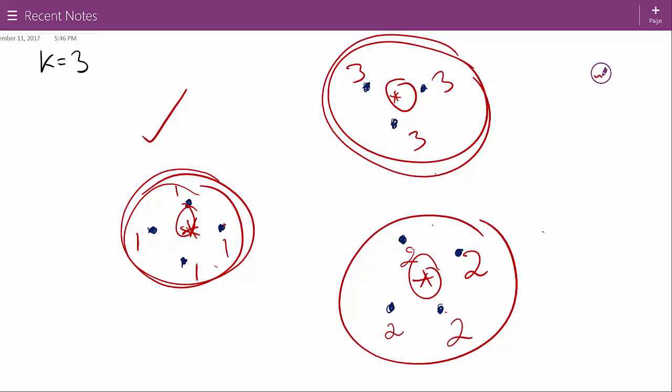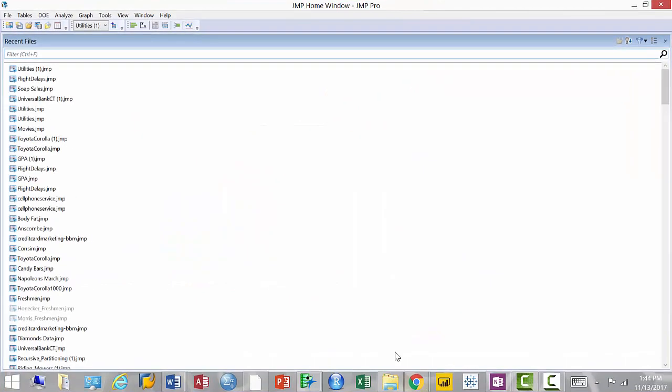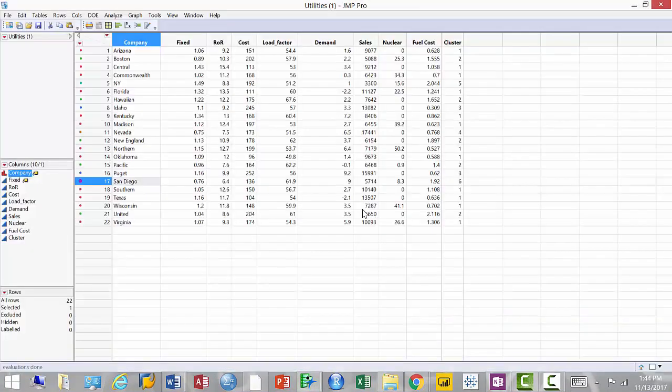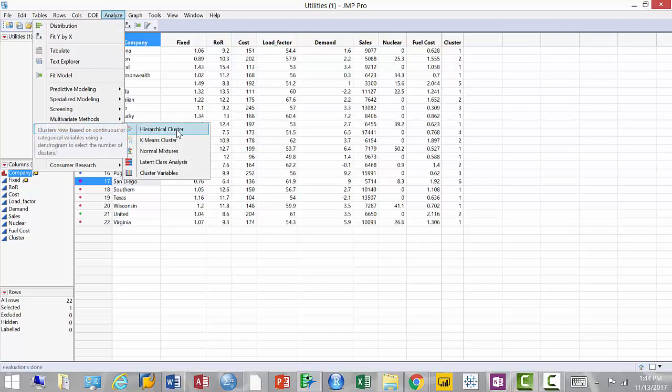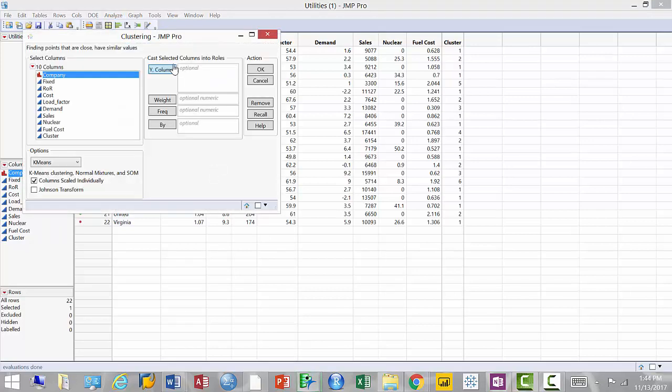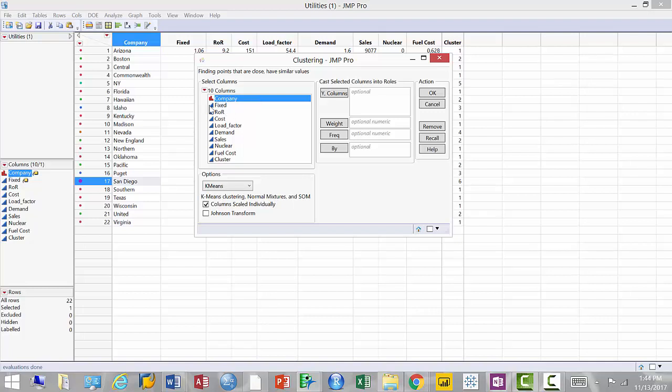Okay, so let's take a look at how this is done in JMP using the same exact example as we did before. Let's go back to utilities. We go through the Analyze menu, right? Clustering, and after that we did hierarchical, right? And after that, what we have to do is go to K-Means, right there. And it's the same dialogue, right? So I'm going to say all of these are going to be my dimensions, the variables that I'm using to cluster points, right? Just like that.